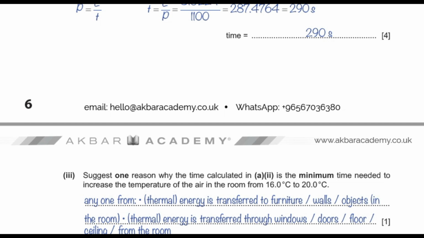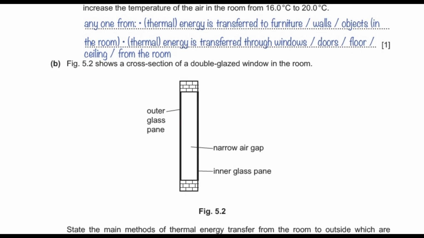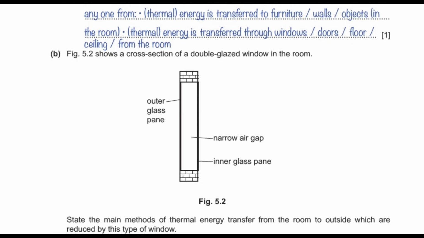Part B, methods of thermal energy transfer reduced by the window. The diagram shows a cross-section of a double-glazed window with a narrow air gap between two glass panes. Double glazing reduces heat loss from the room to the outside environment by conduction. The air gap acts as an insulating layer, slowing down the transfer of heat from the warmer room to the cooler outside because air is a poor conductor of heat.